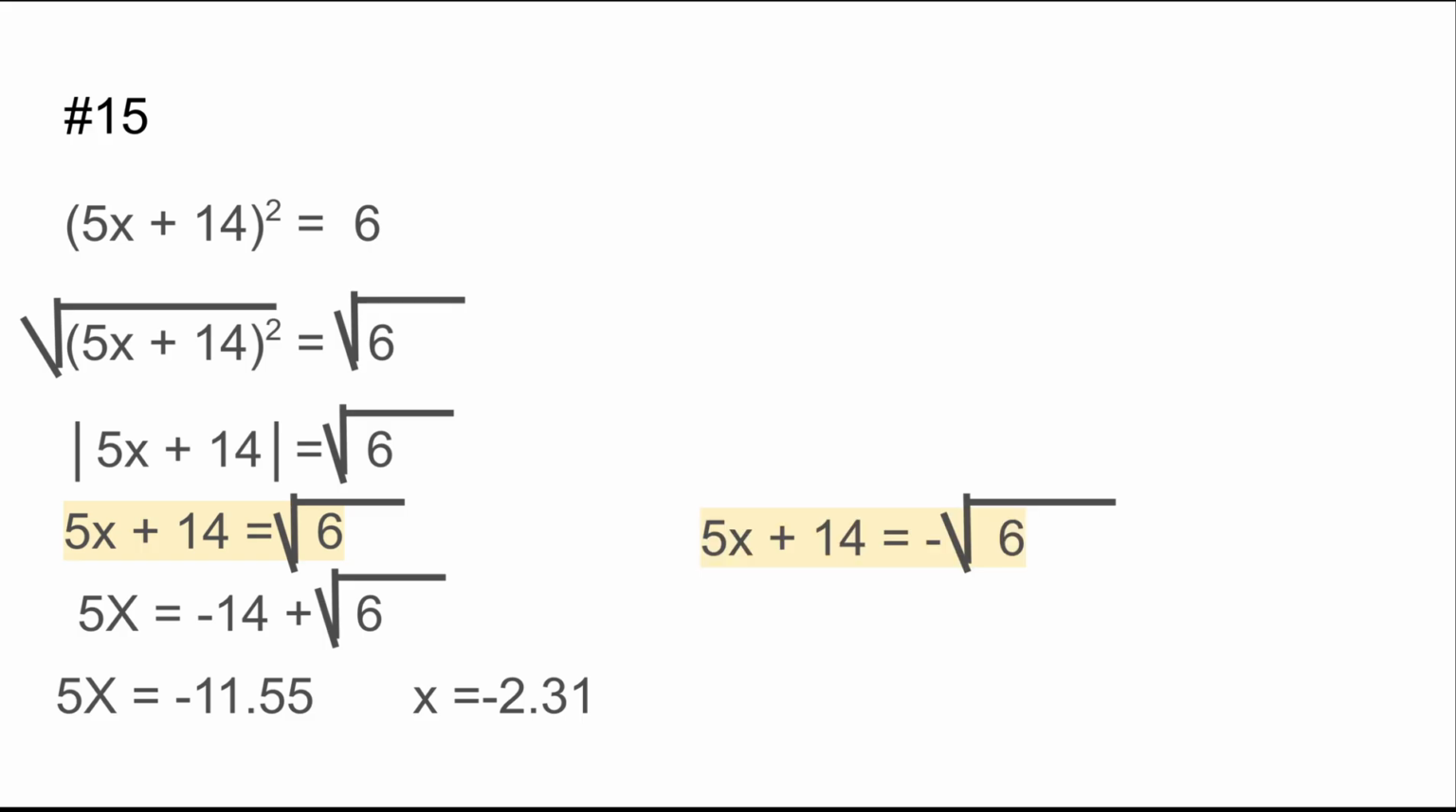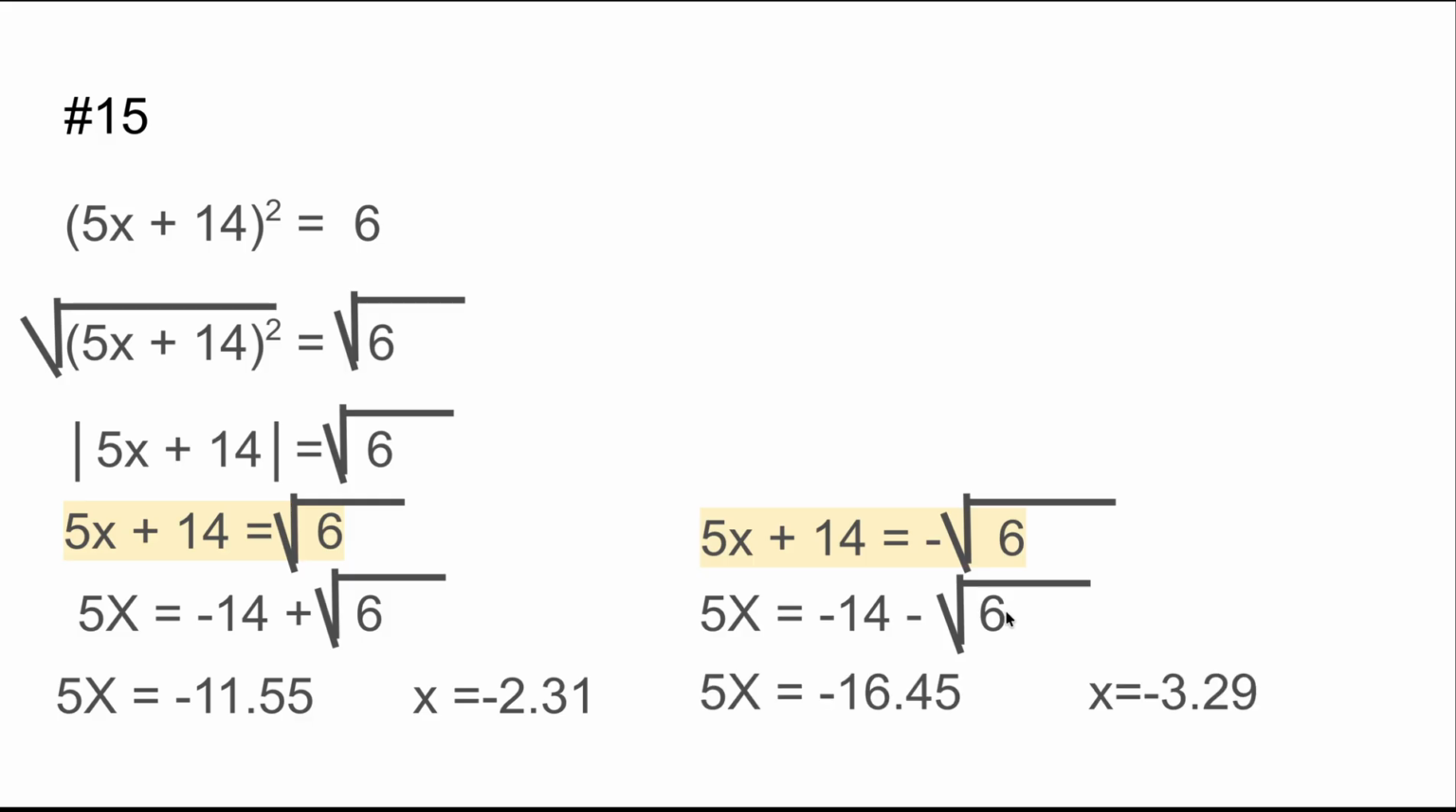Again, 5x plus 14 equals a negative square root of 6. Subtract 14. In your calculator, write negative 14 minus square root of 6, enter, then hit divided by 5, enter again. X equals negative 3.29 and negative 2.31.